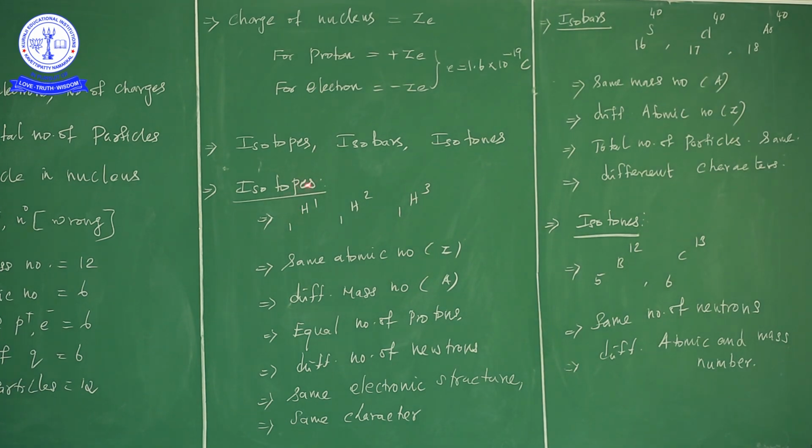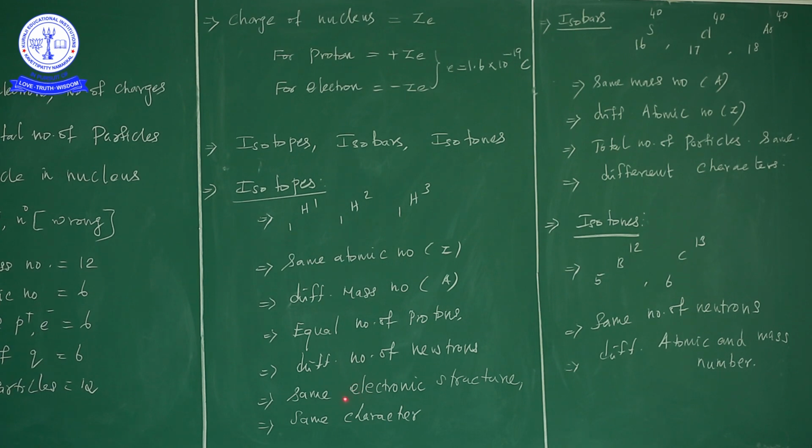So isotopes அப்படின்றது same atomic numberம் different mass number இருந்துச்சுன்னா அது isotopes அப்படின்னு நம்ம சொல்கிறோம். So equal number of protons, different number of neutrons, same electronic structure. So isotopes இருக்கிற எல்லா elementமே it will have the same character. The second one is isobar. The isobar is exactly opposite to the isotopes.